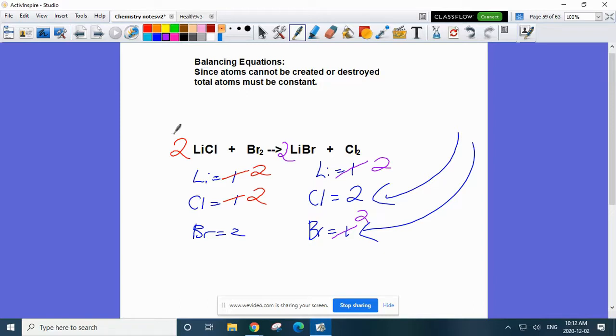So I've got 2 lithiums, 2 lithiums. I have 2 chlorines, I have 2 chlorines. I have 2 bromines, I have 2 bromines. That's a balanced chemical equation. If you took the extra worksheets, you do have some that you could try on there. Otherwise, that's pretty much it.